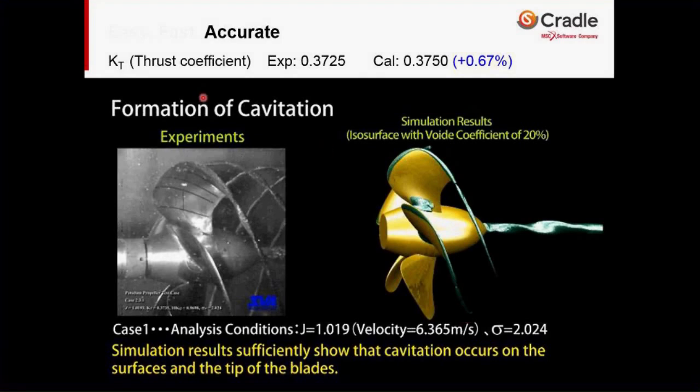Now I want you to look at the top numbers here. There is something called the thrust coefficient, which characterizes the performance of the propeller. Experimental results show 0.3725, and our result was 0.375, which deviated from the experiment by only 0.67%. And again, hopefully you start feeling that SCTetra can predict with good accuracy, even including this kind of complex physics.